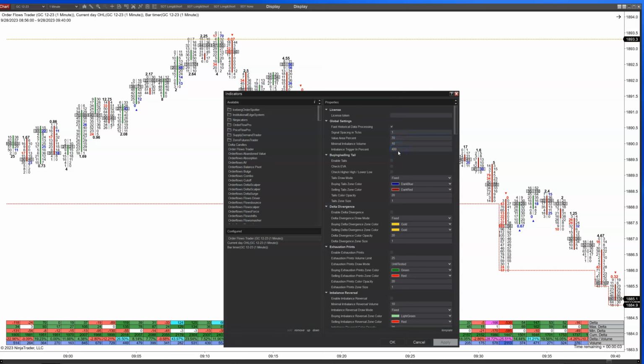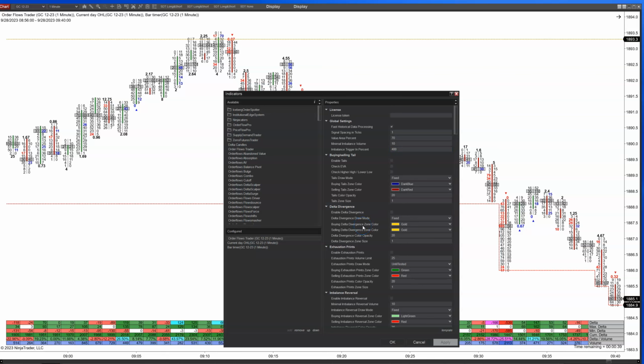Really, it's what you feel comfortable with. I've used 400% for over a decade and I'm fine with it. Some people I know use a higher number, more than 400%, and other traders use 300%. Obviously, the lower you go, the more imbalances you're going to get. The higher you go, the fewer imbalances you're going to get.